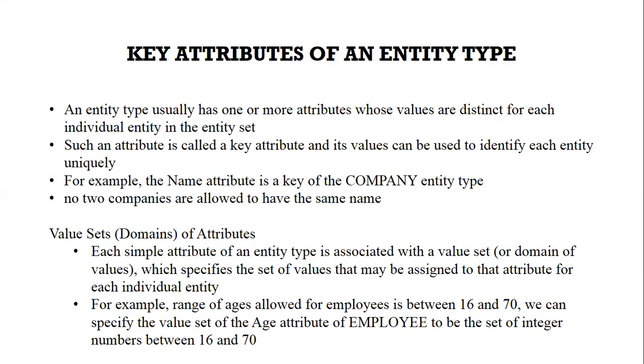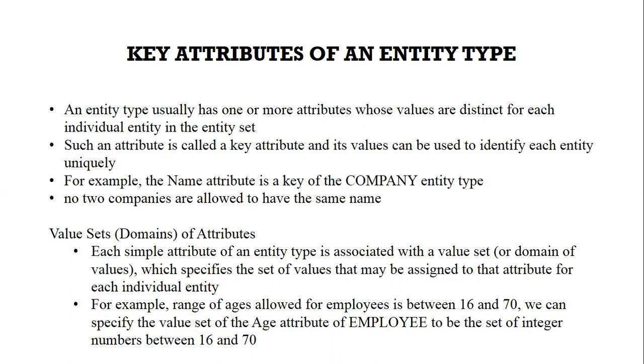The next thing is key attributes of an entity type. An entity type usually has one or more attributes whose values are distinct for each individual entity in the entity set. Such an attribute is called a key attribute, and its values can be used to identify each entity uniquely. For example, the name attribute is a key of the company entity type, because no two companies are allowed to have the same name.